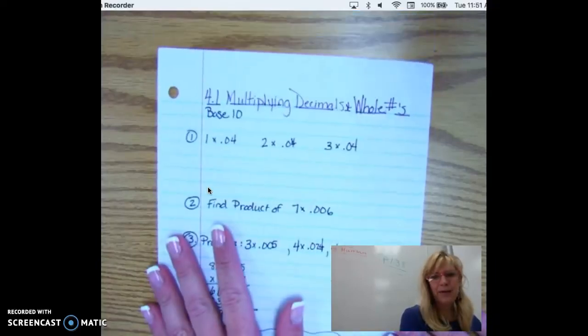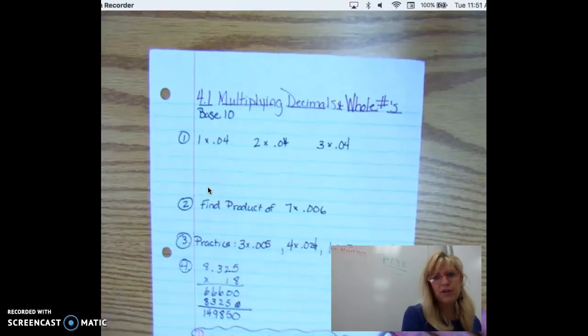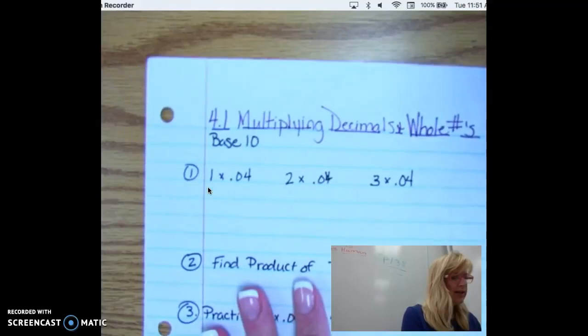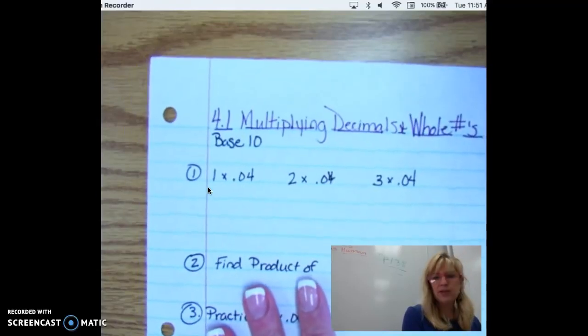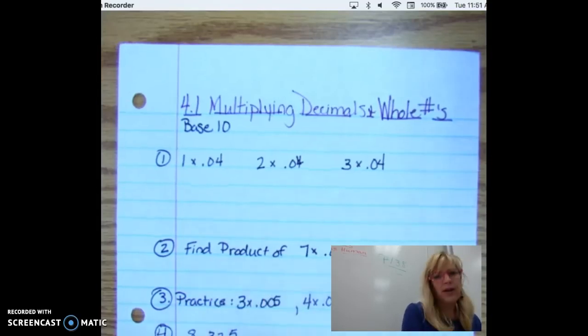Hi everybody, today we are going to get more into what to do with decimals, and we are going to start with 4.1, which is multiplying decimals by whole numbers. So I thought it would be helpful to go through the base 10 model so you can see a picture. You won't use pictures a lot when you do this because the numbers will get too complicated, but you need to have examples of why it works.